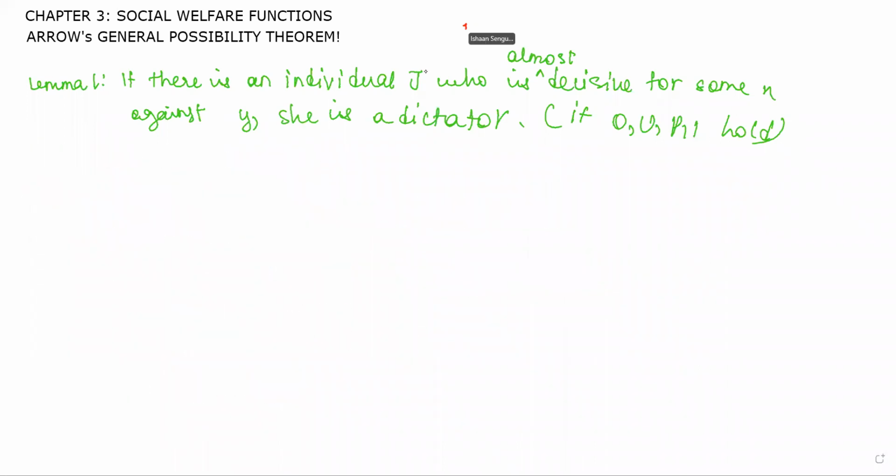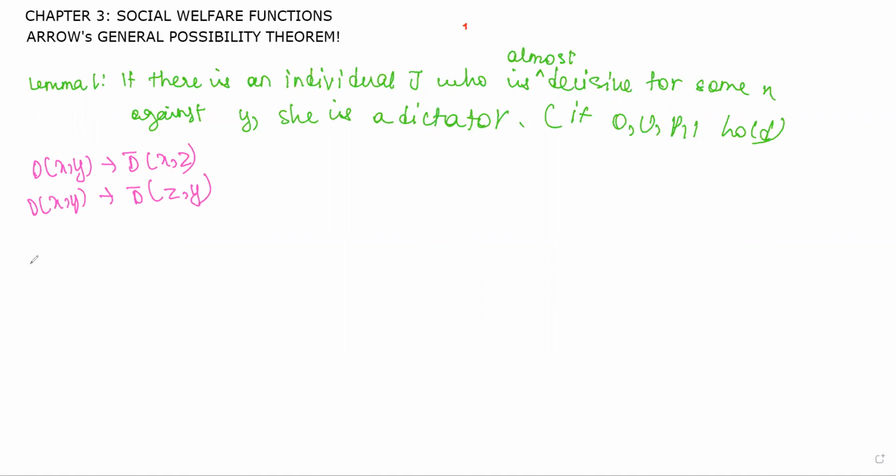Okay. So, what have we shown till now? We have shown that almost being decisive for X against Y implies being fully decisive for X against Z. We will use a similar method to show, I will not show it here, it's pretty easy to prove that you're also decisive for Z against Y. Okay?